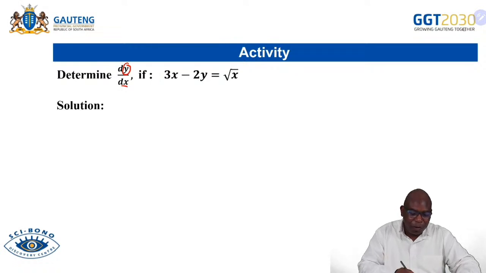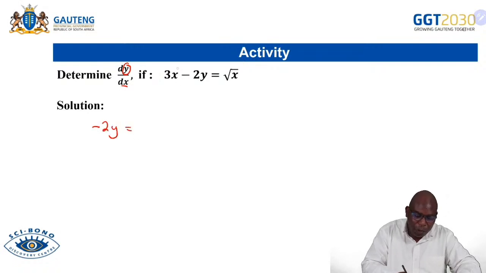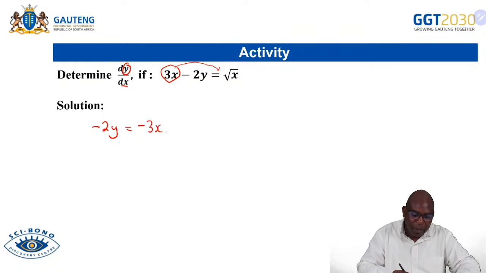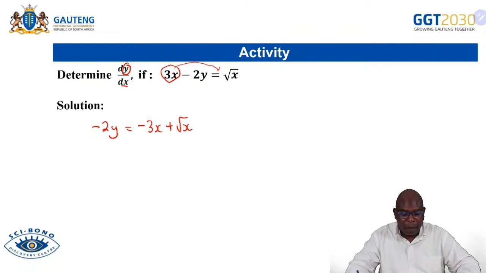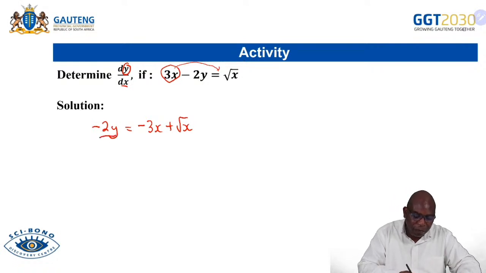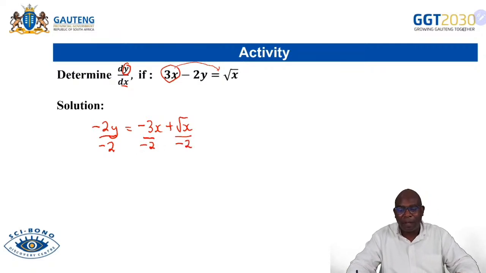So let's do this. So I'll have minus 2y equals to, so what do I do? I take the 3x and transpose it to that side. So I'm going to have a negative 3x. The square root of x is still like that, so I'm going to put it like that. Then what must I do here? I must make y the subject of the formula. Before I can do anything, before I can derive, I must make y the subject of the formula, because I'm differentiating dy over dx, with respect to x, sorry.